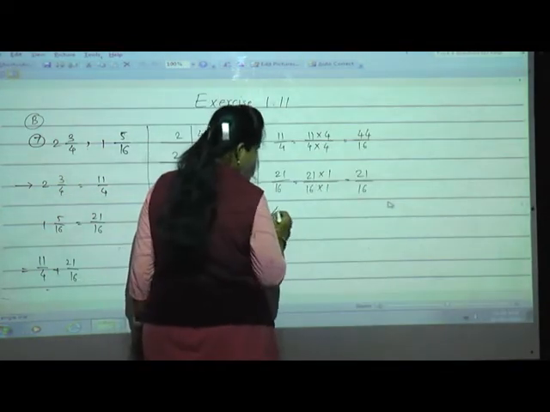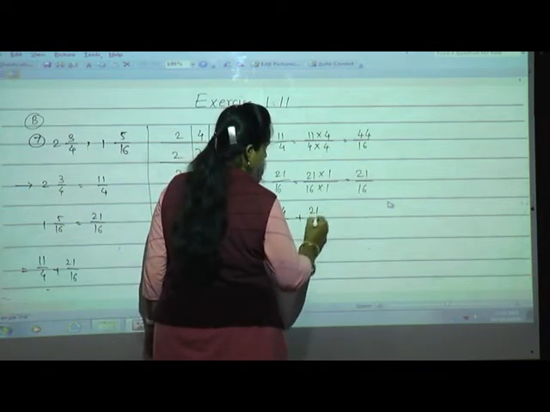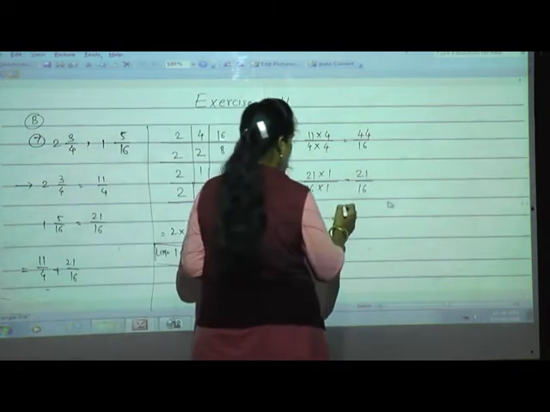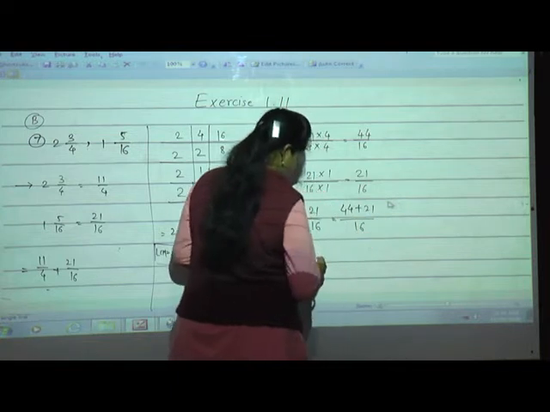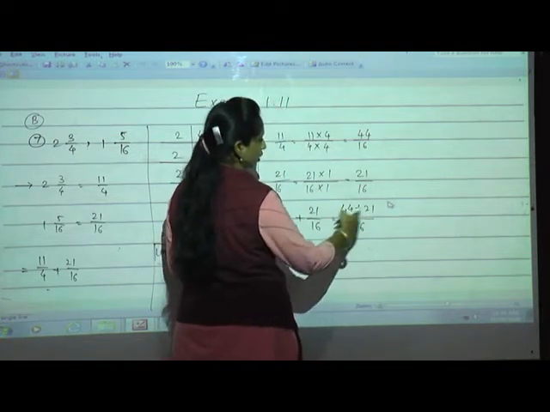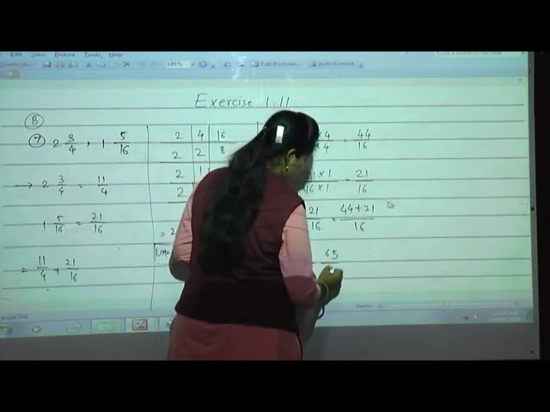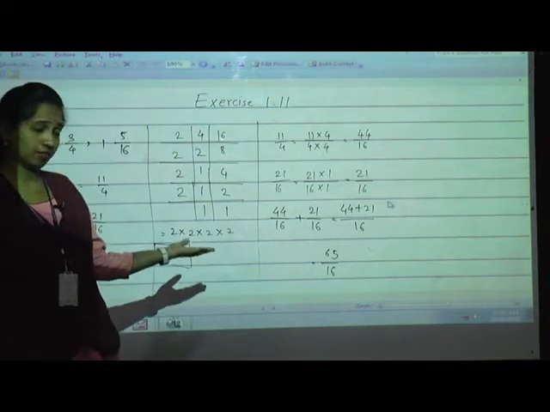Isn't it? 44 divided by 16 plus 21 divided by 16. Now add numerators together. 44 plus 21 divided by 16. Now do the addition. 4 plus 1 is 5. 4 plus 2 is 6 divided by 16. Now this is what? This is the answer.